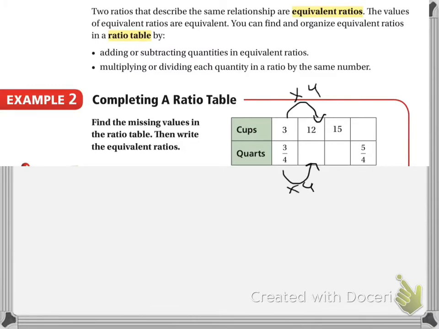So I'm going to come over here. I'm going to do my 3/4 times 4 over 1. I can cross cancel right here, make this a 1, make this a 1, and I'm left with 3 over 1, which is 3.